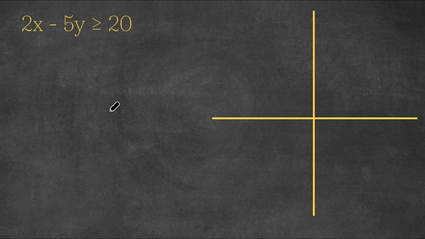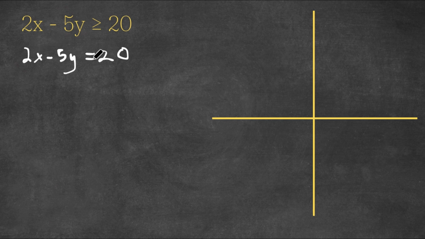In today's video, I'm going to be teaching you guys how to graph a two-variable inequality. So right here, I have the inequality 2x minus 5y is greater than or equal to 20. And the first step is to simply just treat this inequality as 2x minus 5y is equal to 20. So we're going to start by graphing 2x minus 5y is equal to 20.